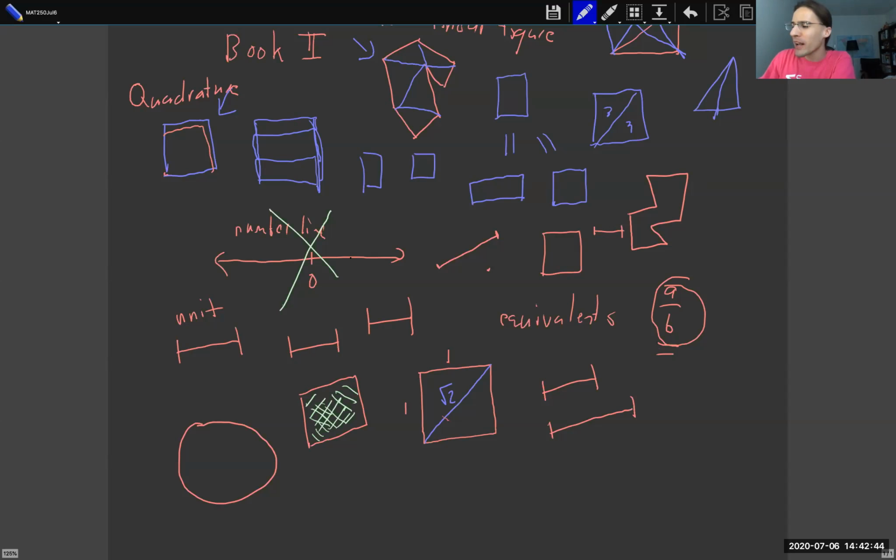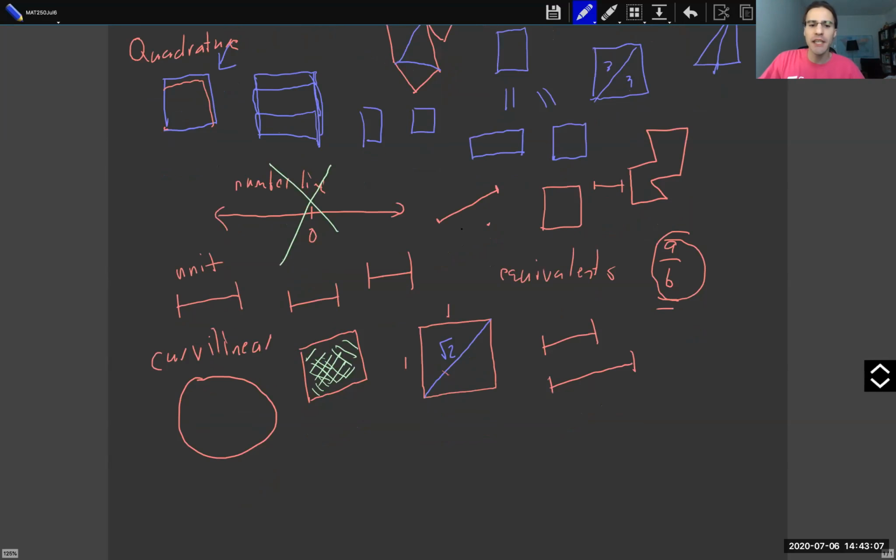We talk about areas, and we say that a circle and a square both have areas, that the notion of area that applies to a circle, which is called a curvilinear figure, is the same notion of area that applies to a square. Now, why should they be the same?